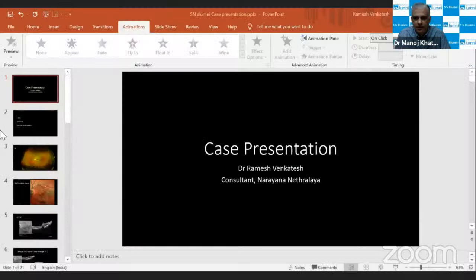LG sir said. So moving on to the last case of today's meeting, by none other than Ramesh Venkatesh from Narayana Nethralaya, Bangalore. As we know, Ramesh has also contributed significantly on multimodal imaging. His work is quite substantial on that. He will be talking to us on sequential RPE tears following ranibizumab injections for neovascular AMD. Over to you, Ramesh.